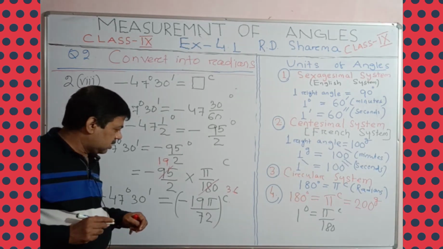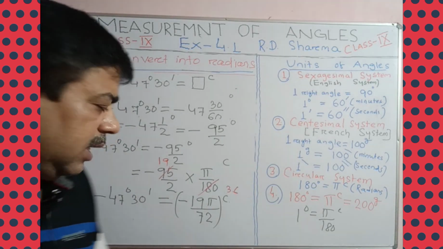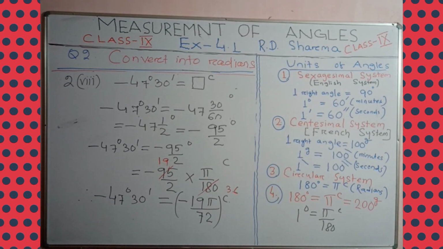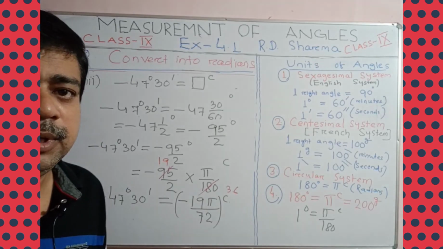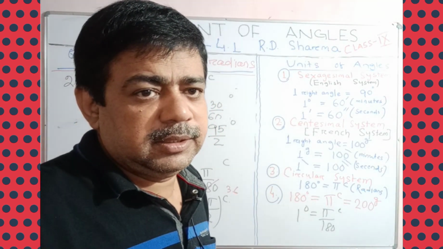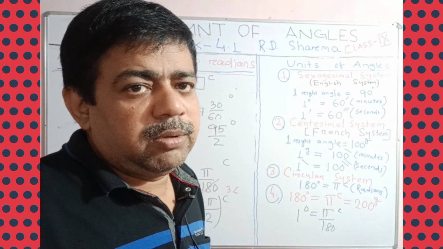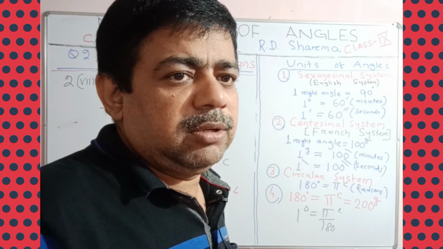So check your calculation in case there is a mistake. Okay, so this is the concept of question number 2. We discussed how the angle can be converted from degree to radian. I hope you are looking forward to the question and will practice it. Okay, thank you all of you.